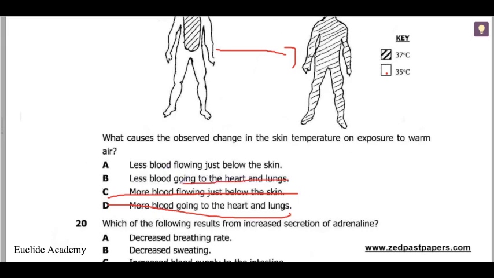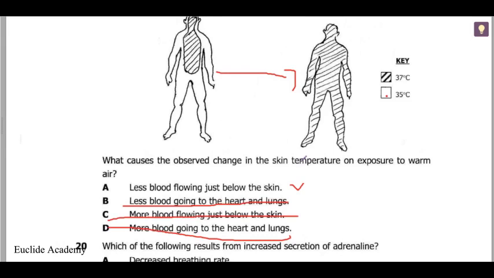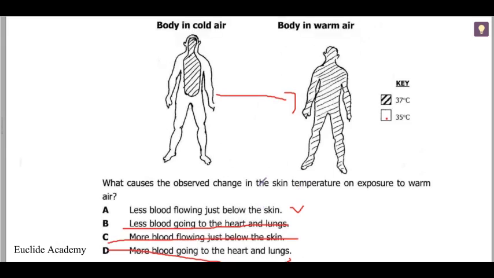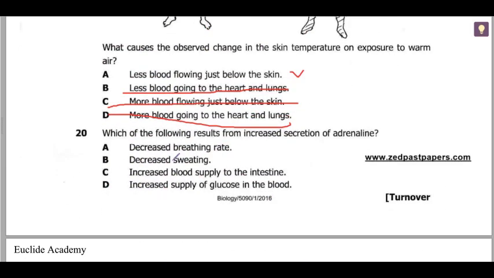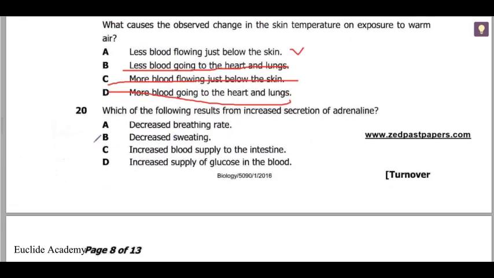So less blood going to the heart and lungs, this doesn't make sense. But less blood flowing just below the skin, and this is called vasoconstriction. We did talk about this one during homeostasis. So this is the correct answer here.